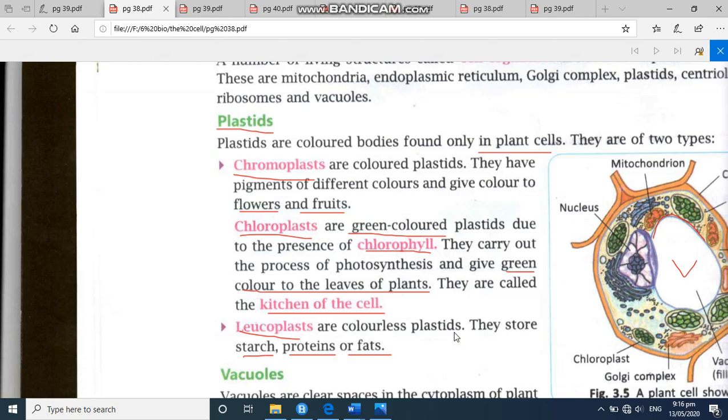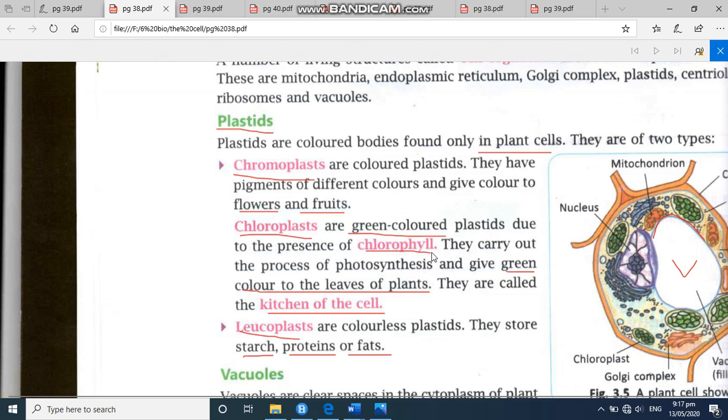Students, let's start again with the plastids. Now what are plastids? They are color bodies. And what is their function? They give different colors to different parts of the plant, and they are of two types. Chromoplast. Chromo means color. That means they give color to flowers and fruits. Chloroplast. That means they are the green colored plastids due to the presence of chlorophyll.